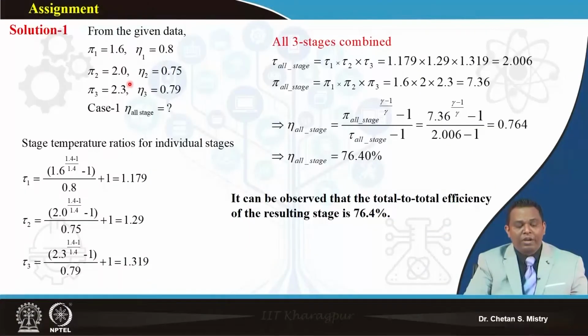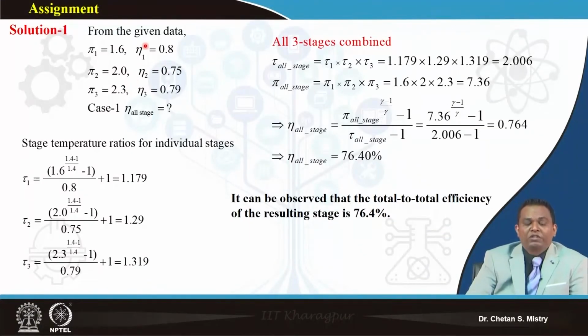So let's move ahead. Suppose these are my given data: the pressure ratio of the first stage is 1.6 and its polytropic efficiency is 0.8; the pressure ratio of the second stage is 2 and its polytropic efficiency is 75%; the pressure ratio for the third stage is 2.3 and its polytropic efficiency is 0.79. As we discussed, we can calculate the temperature ratio for each stage using our fundamental equation. These are my temperature ratios for stage 1, stage 2 and stage 3.